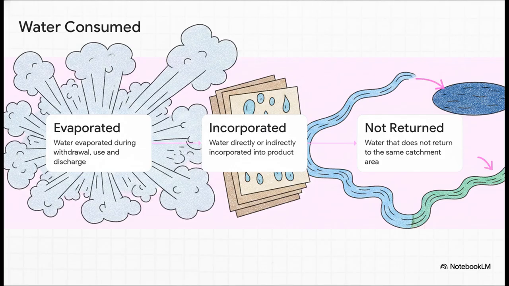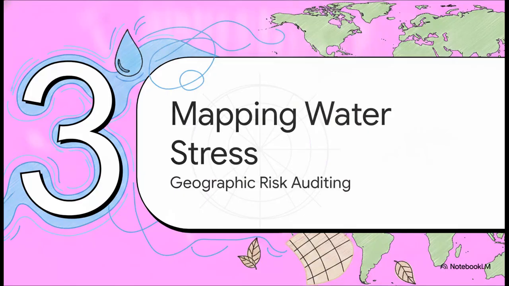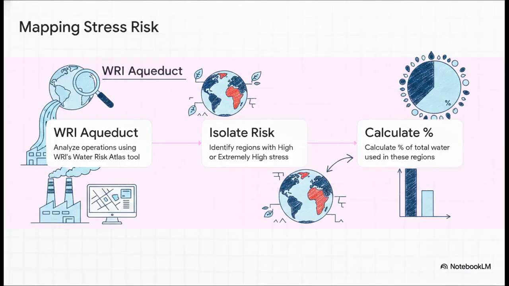And third, water that does not return to the same catchment area from which it was withdrawn. Think about it. If you withdraw water from one river and discharge it into the ocean, or just a different catchment entirely, that is officially classified as consumed. Section 3. Mapping baseline water stress. This is where we get into geographic risk auditing. You see, you don't just report your total water use in a vacuum.